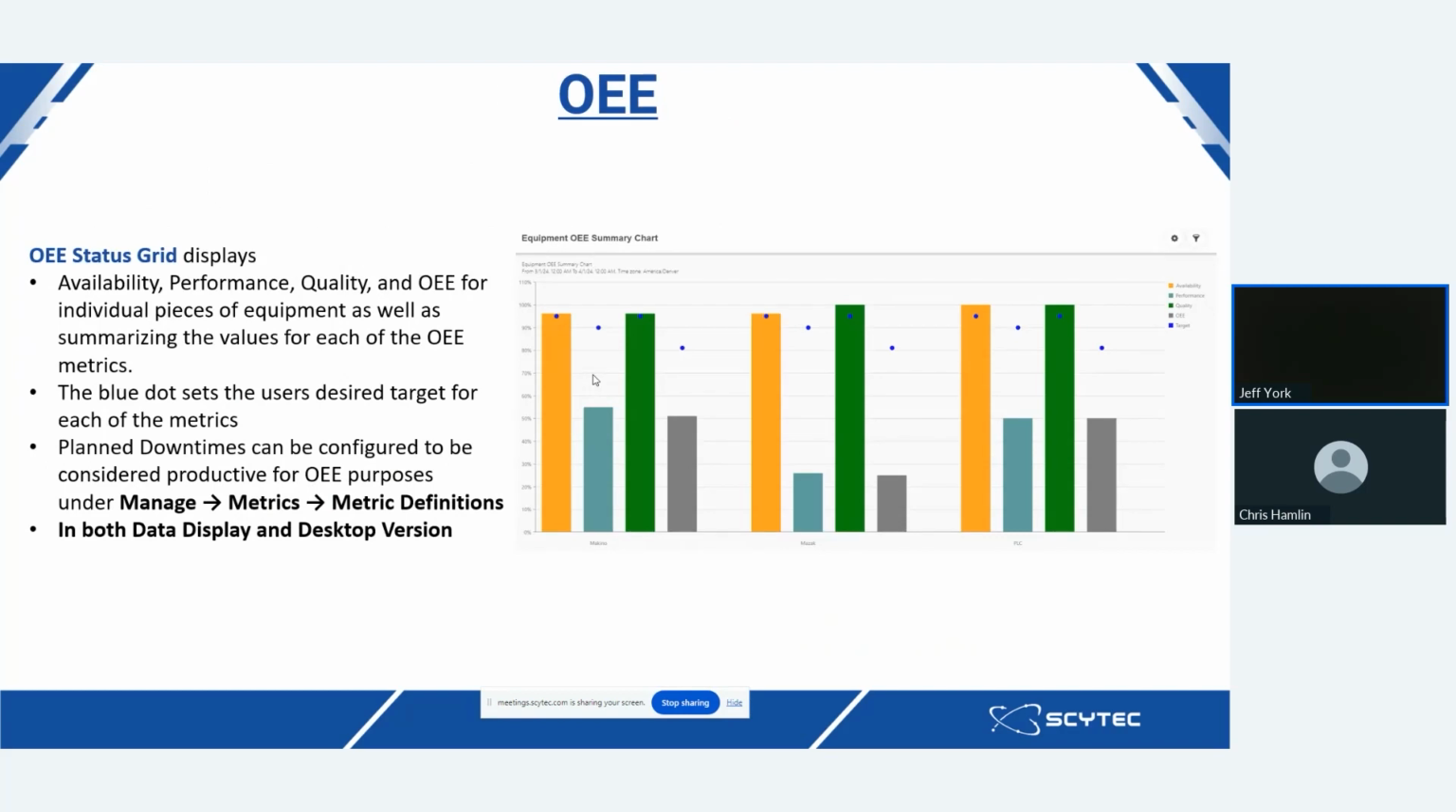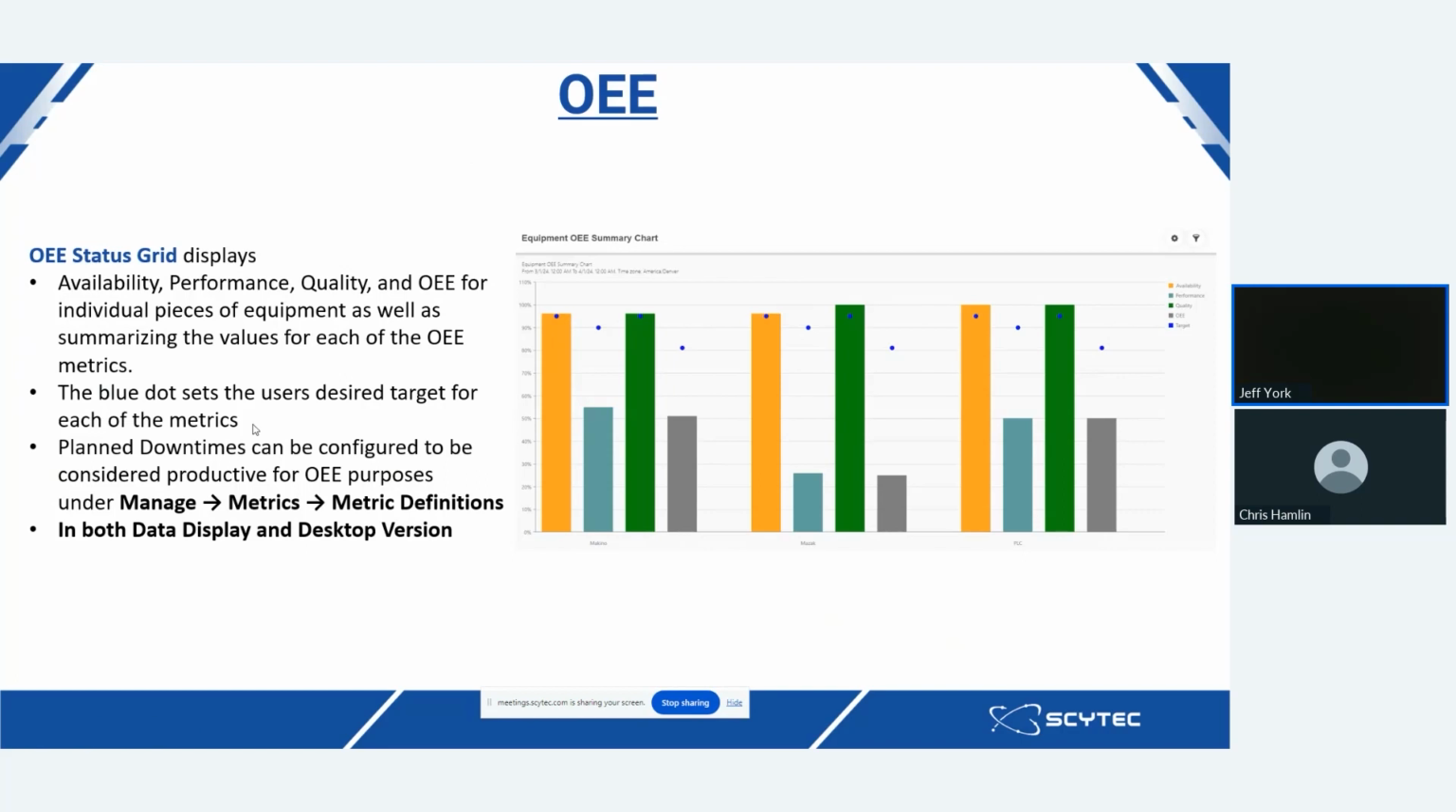Also, I'm going to discuss OEE, and the OEE status grid displays availability, performance, quality, and the overall equipment effectiveness for individual pieces of equipment. The blue dot that you see here above all of these little columns, this is what you set your OEE to be. And this can be defined under the Manage tab, metrics and metric definitions. And you can find the OEE chart in both data display and the desktop version as well.